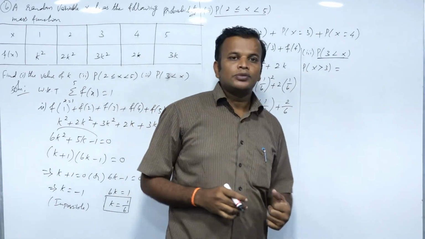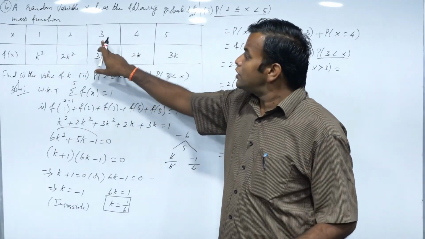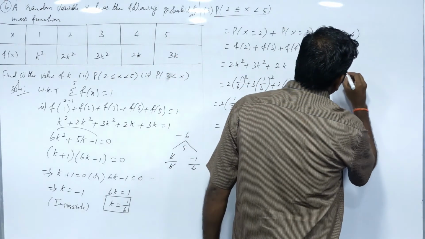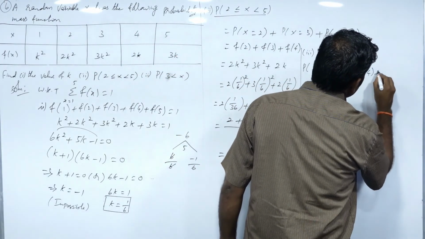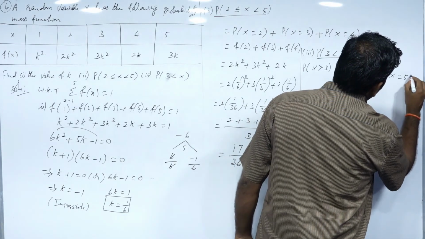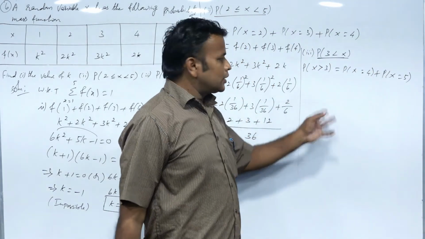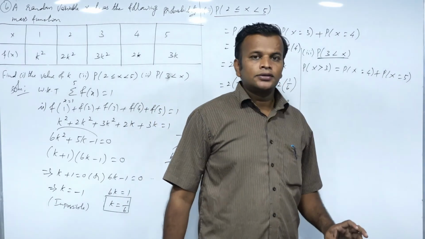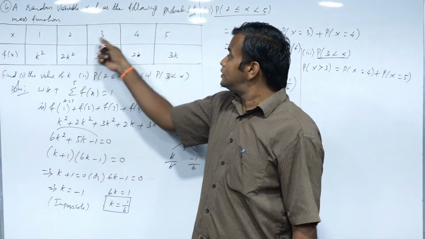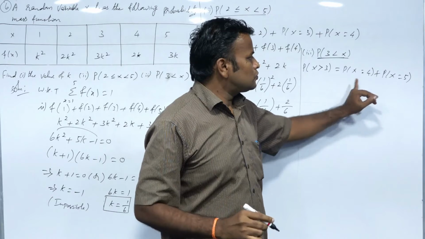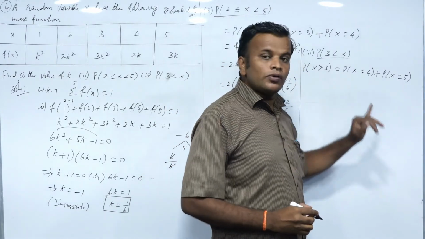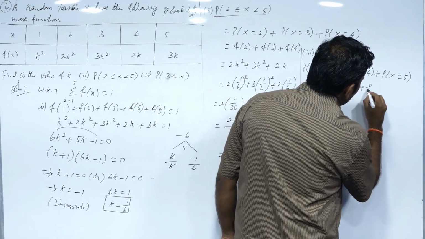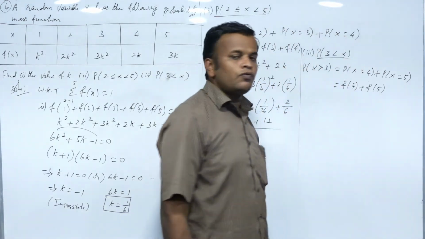So x is greater than 3 means it may be 4 or 5. So P of x is equal to 4 or P of x is equal to 5. Greater than 3 means it may be 4 or 5. Why not 6 here? Because the final value of x is just 5. So only these two values are possible. So P of x is equal to 4 means f of 4. P of x is equal to 5 means f of 5.